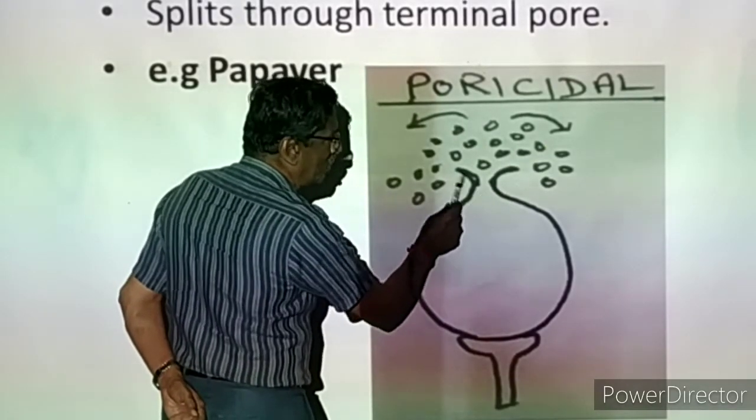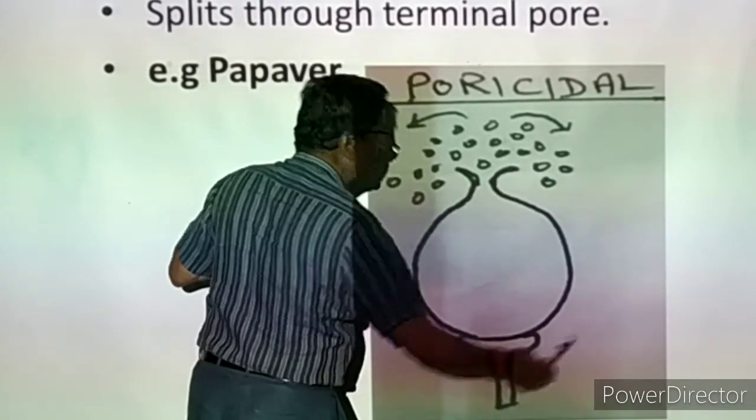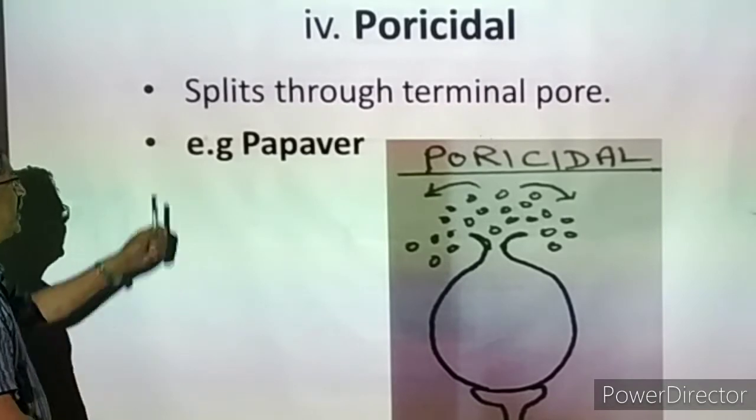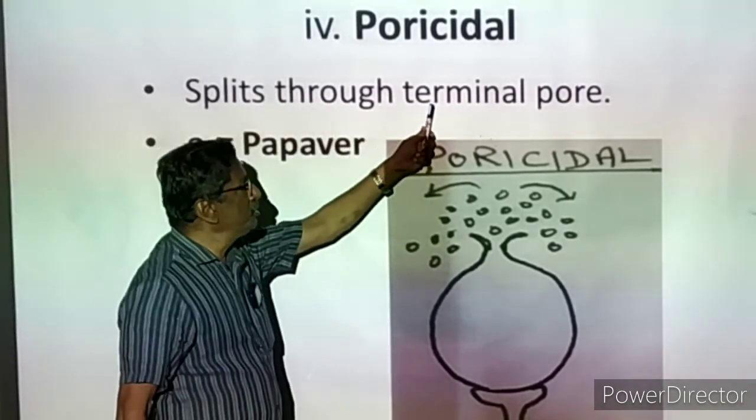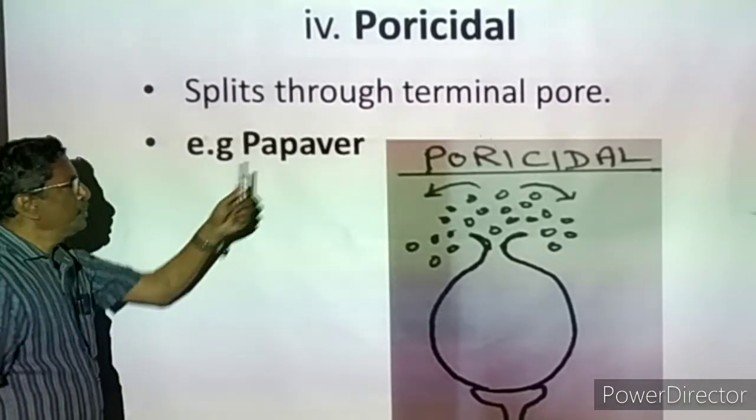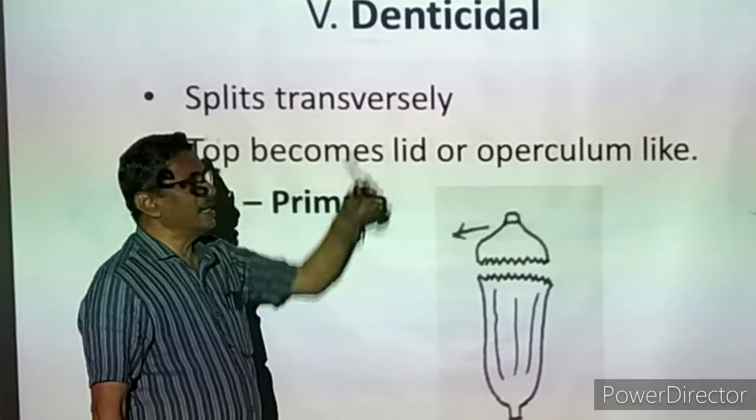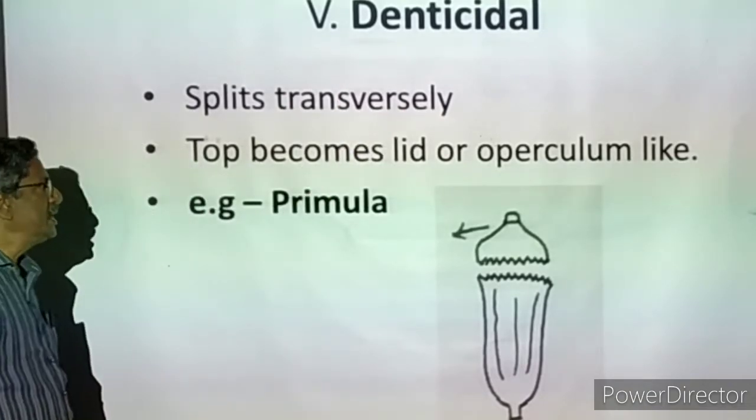Now through the pore, after this opening, all the seeds are coming out and spreading on all sides. That is called poricidal. It splits through the terminal. Terminal means a tip. Terminal pore. Example, Papaver. Then we are coming to denticidal. Okay, the next one, denticidal.